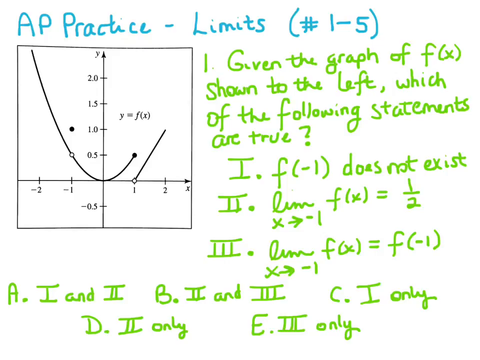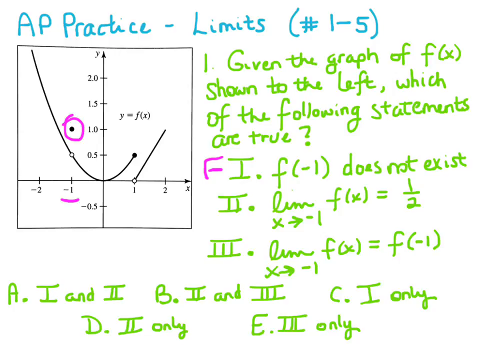So if I look at my graph here at x is equal to -1, I can see here that I have a closed-in circle. My function has a value at -1, and that value happens to be 1. And so the value of f of -1 does exist, and that makes that first statement false.